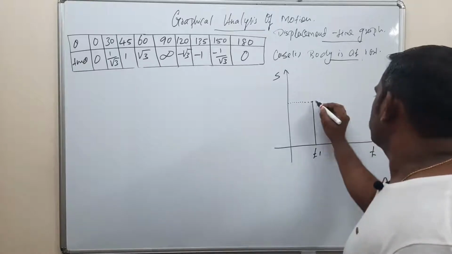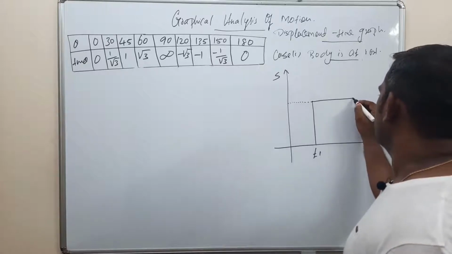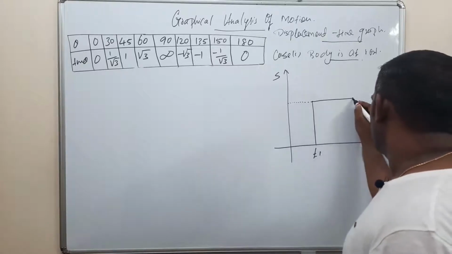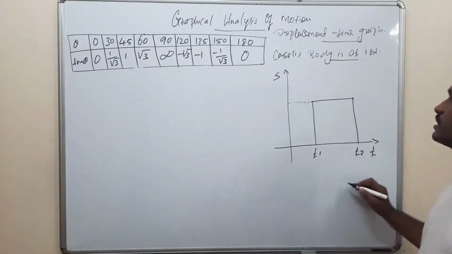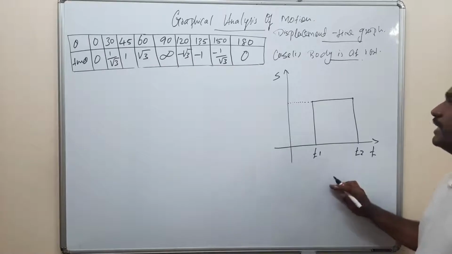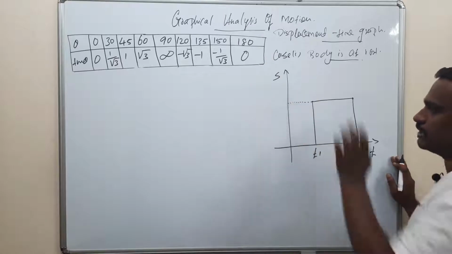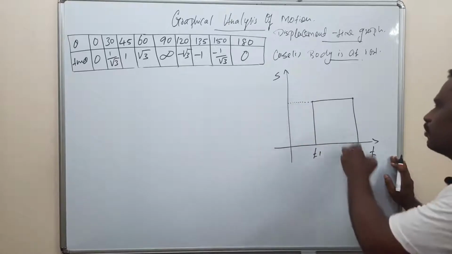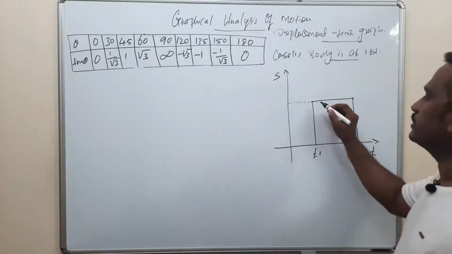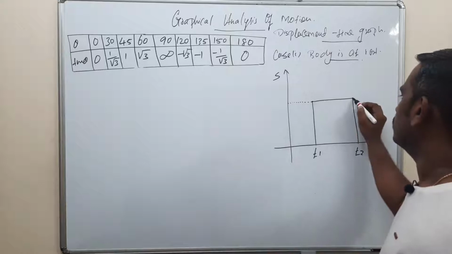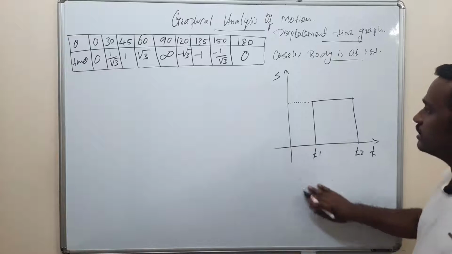At the time t2, the body is at the same position because the body is at rest. The position does not change. So this is the displacement time graph for a body at rest. That is, at the time t1, the body is at a particular position. At the time t2 also, the body is at the same position because the position doesn't change. That is, the body is at rest.